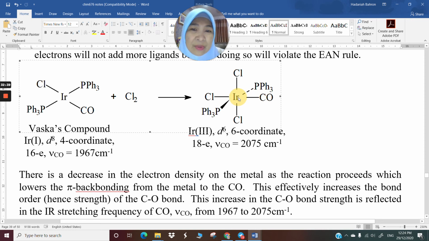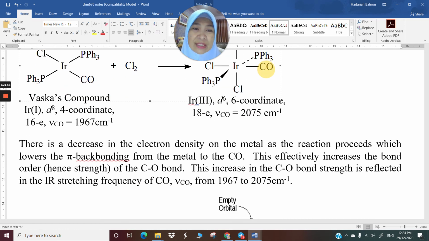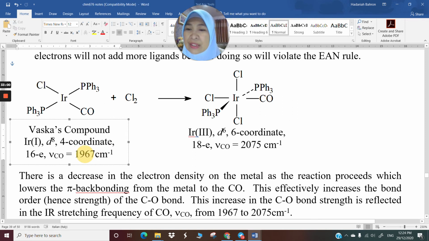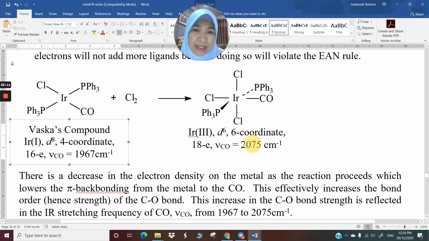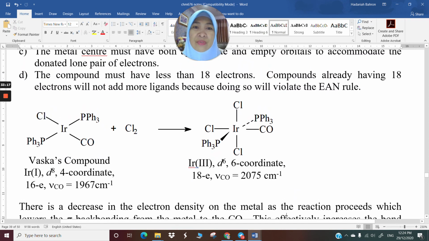So there will be less pi back bonding in the product, and less pi back bonding will cause the strength of the CO bond to increase. And it's reflected through the infrared peak. In the reactant, you can see that nu CO is less than the product, indicating that the CO bond in the reactant is weaker than in the product, and this reduction in the CO bond strength is because of the decrease of the pi back bonding.